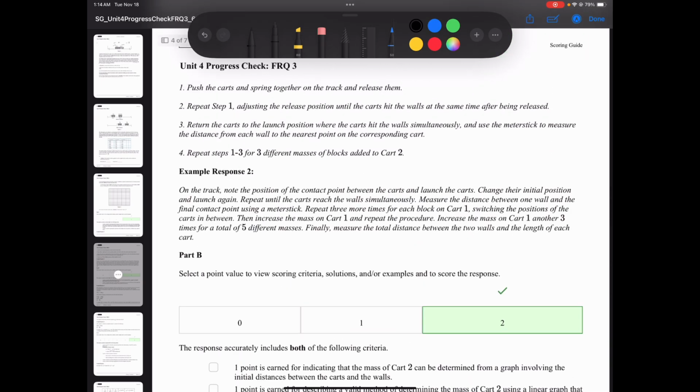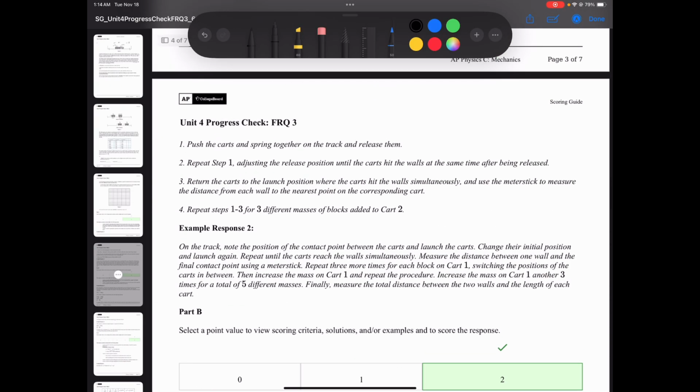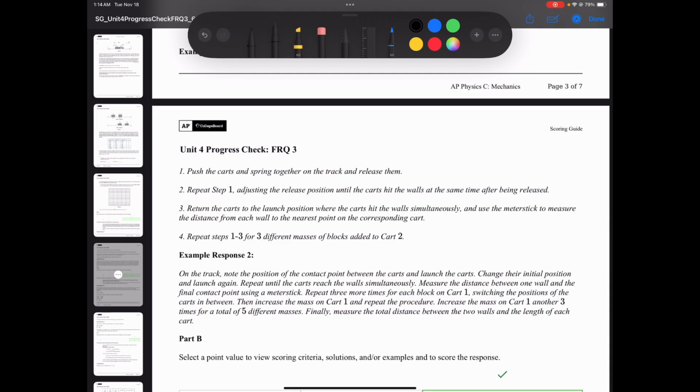So here, basically, you're going to, did I skip it? All right, so I like this first response because they just keep it simple. They write a list of the things you have to do. You push the carts and release them, and basically, initially, if you put them in the middle and they have different masses, they're going to hit the walls at different times, right? So say that cart 2 hits the wall first, well, then you can move it more towards the direction of cart 1's wall. But basically, you're going to keep finagling the carts, keep moving them around until they hit the wall at the same time.